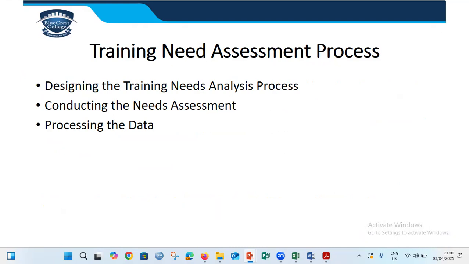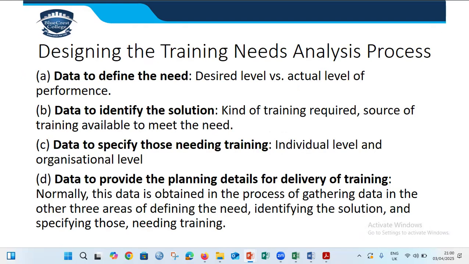All right. And that takes us to the training needs assessment process. It has 3 steps. The first is to design the training needs analysis process. Then you conduct the needs assessment, after which you process the data. In designing the training needs analysis, what you do first is to have data, data that will help you to define the need. For this data, you need the desired level or your expected outcome, as well as the actual level of performance.